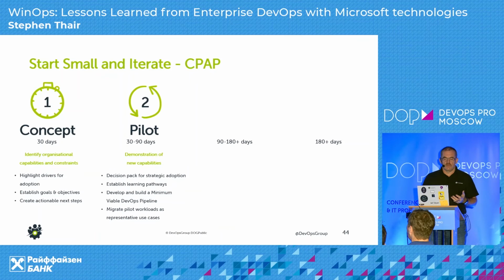Normally you'll then go into a pilot phase, so 30 to 90 days, so 3 months, very aggressively. How do I get a workload into production using a CI/CD pipeline, using all of this automation technology, what we call a minimal viable DevOps pipeline, and really demonstrate that this can be done. It can be done in your business. It can be done in your organization.